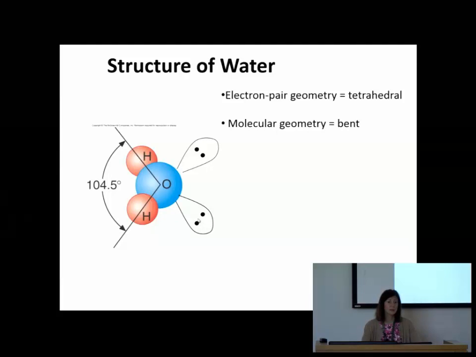The geometry is bent because with the 4 areas of electrons, it's going to be tetrahedral in shape, but the molecule geometry is bent. Now, tetrahedral shape, it should be 109.5, right, for the bond angles, but these lone pairs are fluffy, and they take up more space, so it squeezes this bond angle a little bit more.